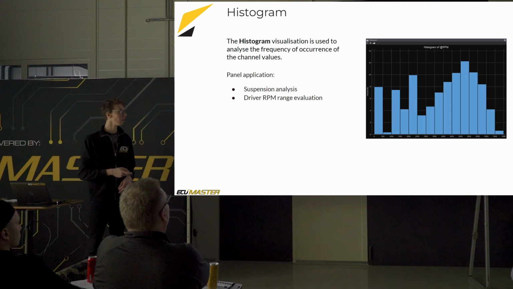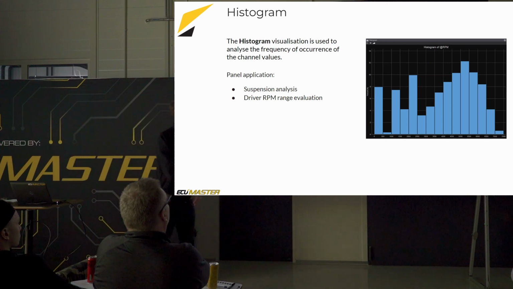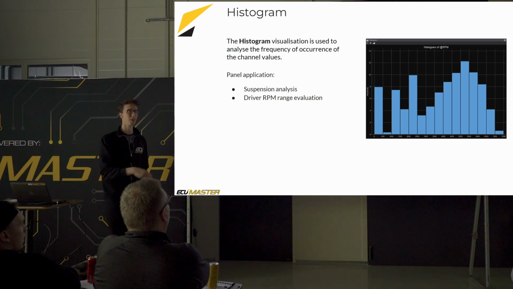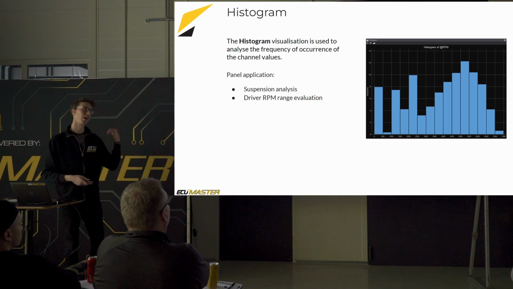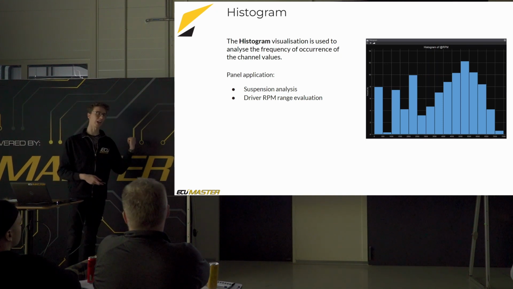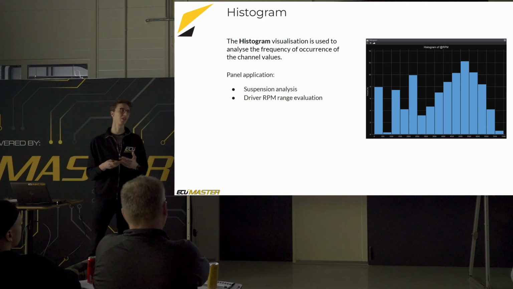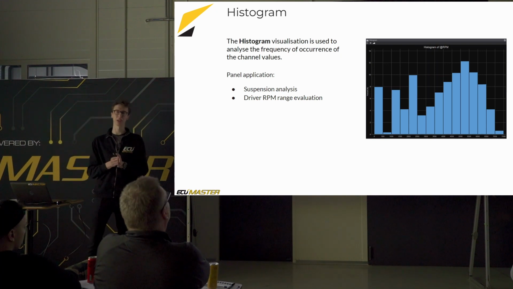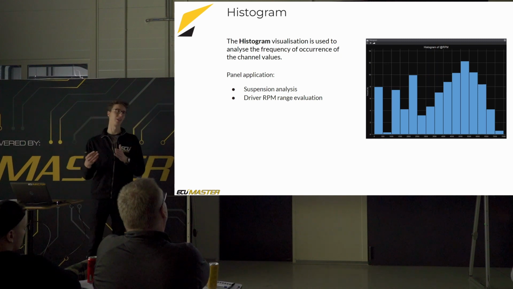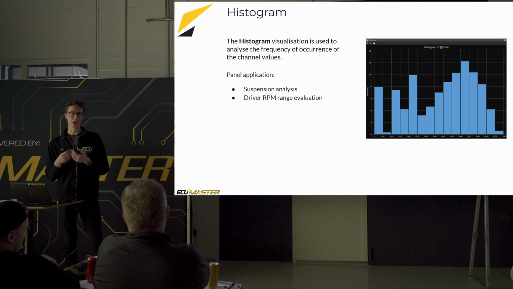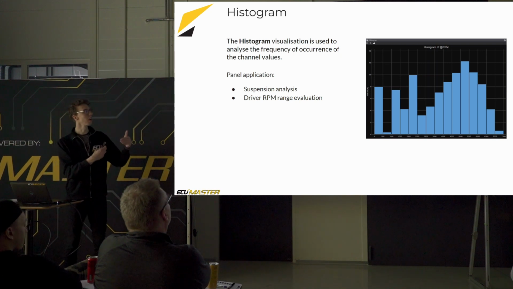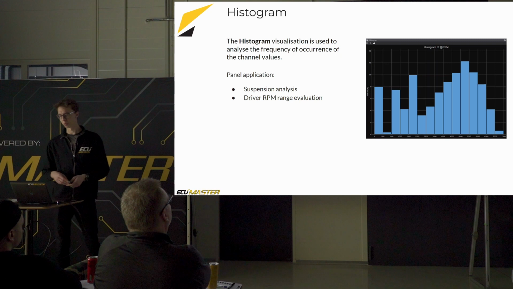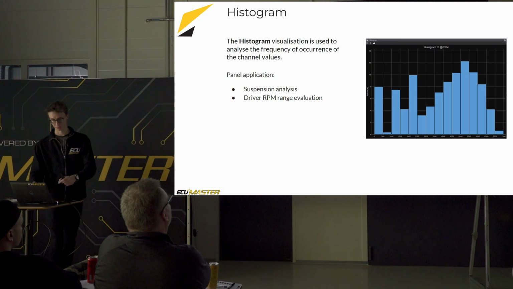This can be useful because we can see that the most time was spent in this region. And for example, we can look up the power curve gathered on the dyno and see if the driver was spending most of the time in the most efficient range. Maybe he was, for example, shifting gears too early or too late. This is the way to see it clearly in the statistical view.